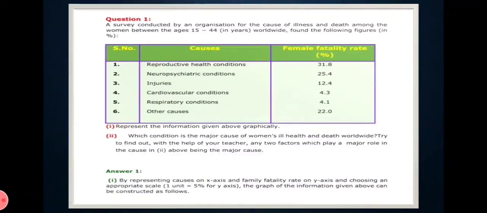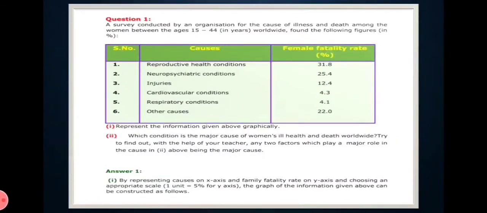You have to first represent the information given above graphically, and second, find which condition is the major cause of women's ill health and death worldwide. Try to find out with the help of your teacher any two factors which play a major role in the major cause. So let's first represent the given data graphically.